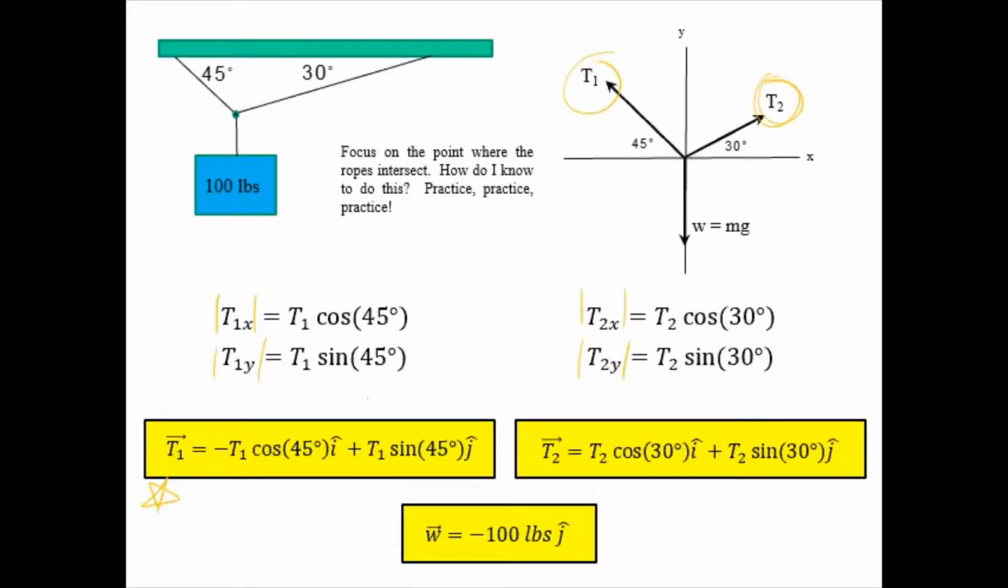Now the weight vector is pretty much a no-brainer. It's 100 pounds, and if I was the particle up here, the 100-pound weight would be pulling me downward here. That tension in that rope is pulling downward, and it's pulling downward with 100 pounds of force. So vector W, the weight vector, is just minus 100 pounds J. So again, we're going to do everything in pounds, and so that's basically our unit for this particular problem.